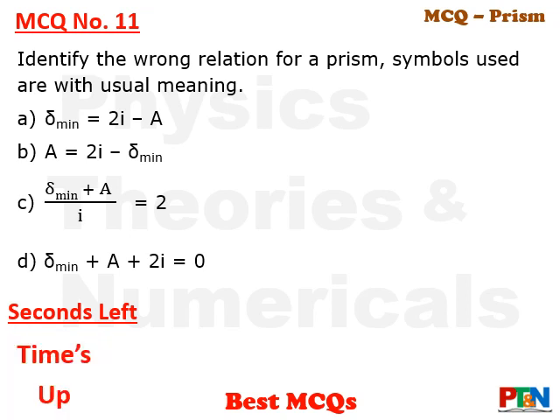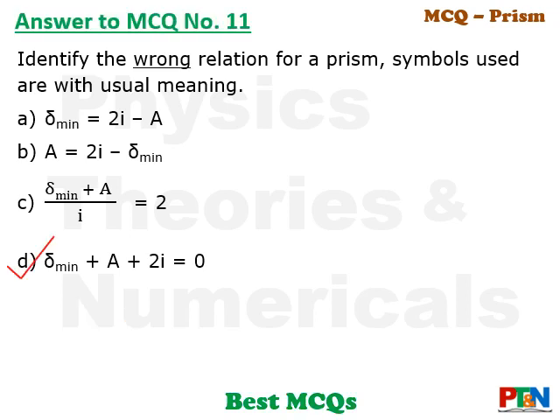Time's up. Let's see the answer. Answer is option D. Because if you bring everything to the left hand side, 2i will be with negative sign. So option D has been shown wrongly in this relation.